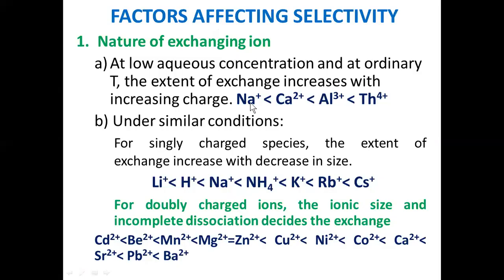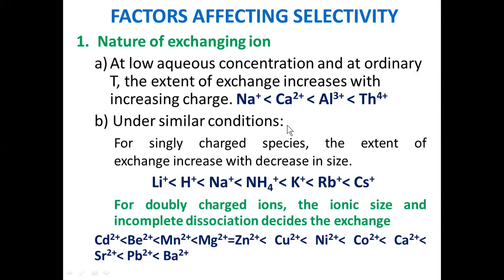Next, what are the factors which affect the selectivity? The first one is the nature of the exchanging ion, and the second one is the nature of the resin. These are the two important factors which will affect the separation, which will affect the ion exchange equilibrium. Let me discuss the nature of the exchangeable ion. What is the ion which is going to be exchanged? If you look here: sodium ion, calcium ion, aluminum ion, and thorium ion; monovalent, divalent, trivalent, and tetravalent.